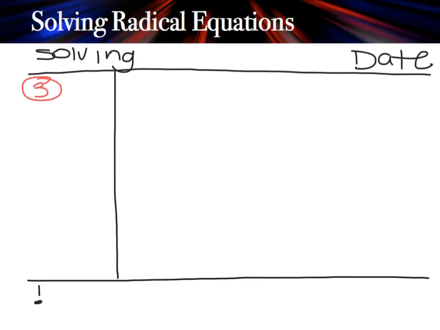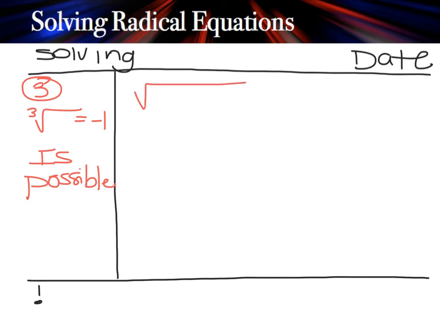Okay, for number 3, we're going to watch out for our cube roots. Our cube roots can be a negative number. So any number over here could be a -1, -2, -3, doesn't matter. A cube root can make a negative. This is possible, whereas before a square root was not possible, right? So these are possible.